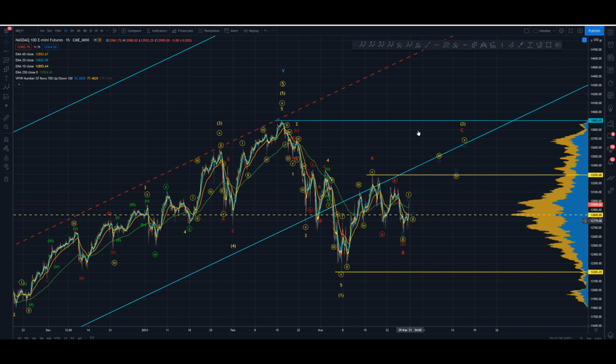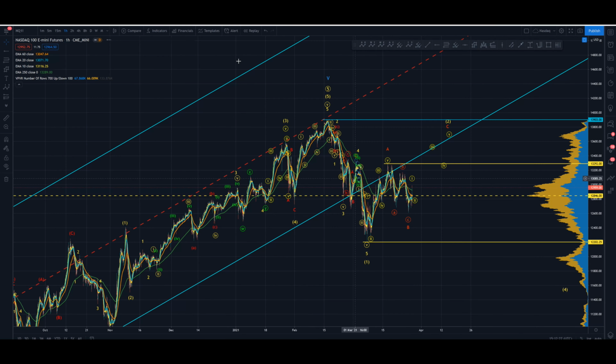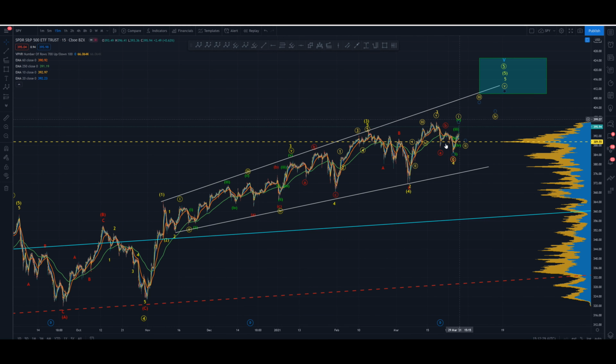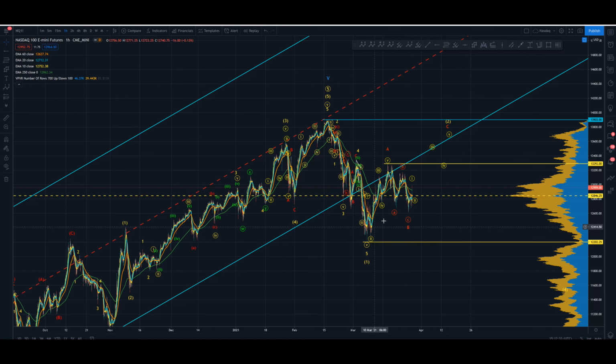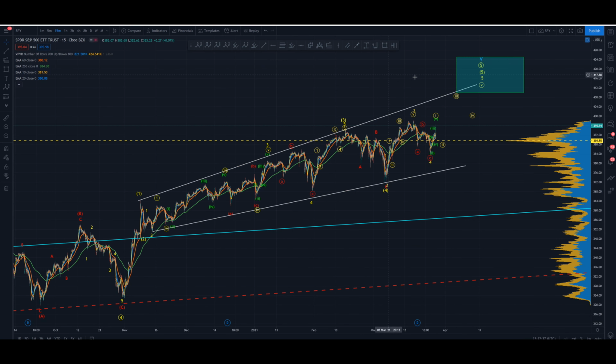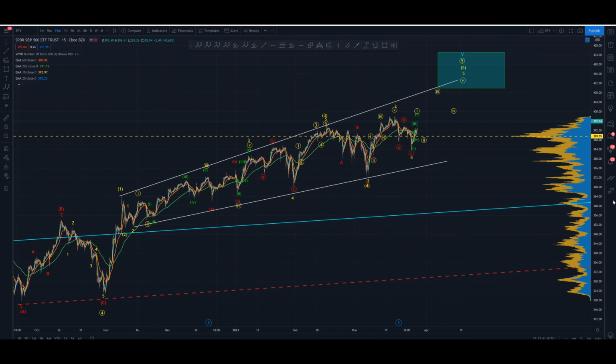Any move violently up in the short term which invalidates that and takes out this high, then the bulls are right and we're going higher. But there's room in both of these counts to run up further for a while. We could run up further in the S&P and still be retracing in the Nasdaq before putting in a wave 2. So the idea that they've topped separately or will top separately is still possible.